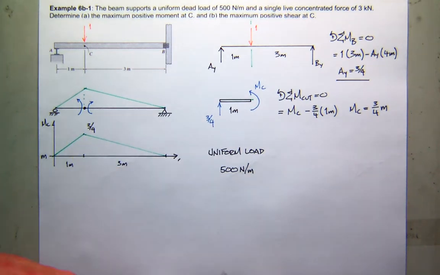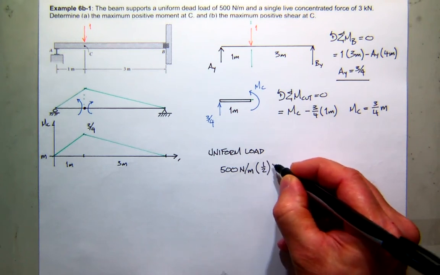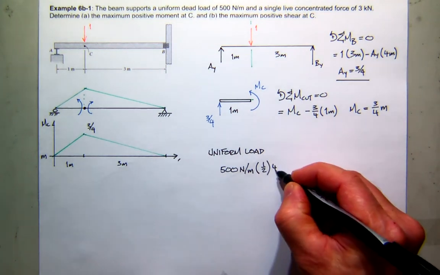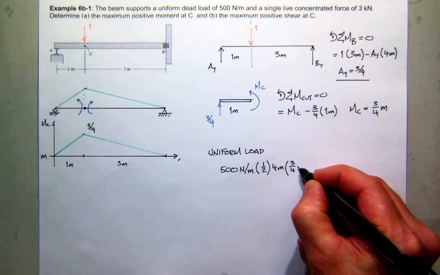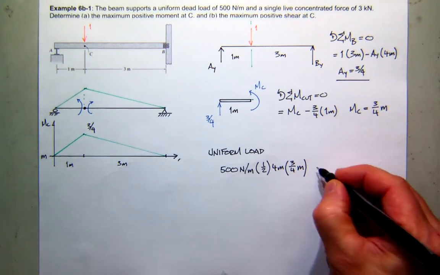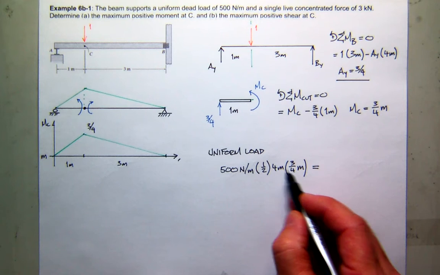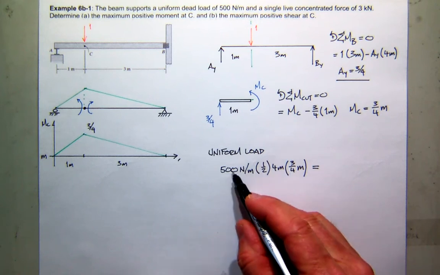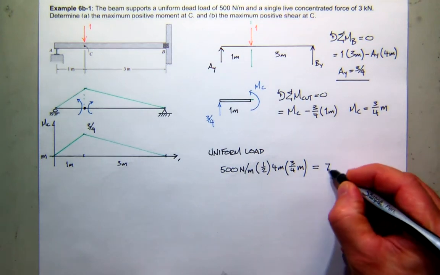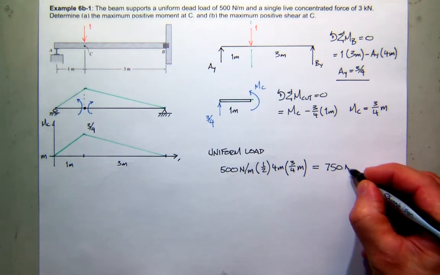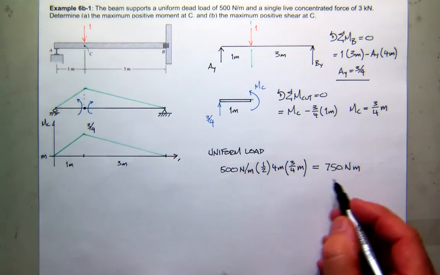And my area is just a triangle. So the area of a triangle is 1/2 the base, which is 4 meters, times the height, which is 3/4 of a meter. Well, conveniently, my 4's cancel. I get 500 divided by 2, that's 250, times 3, that's 750. So that should be 750 Newton meters. And it's positive, so I get a positive value.